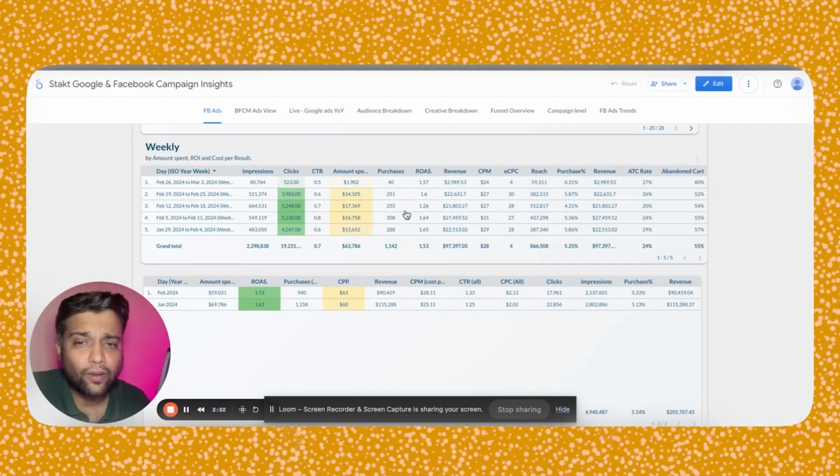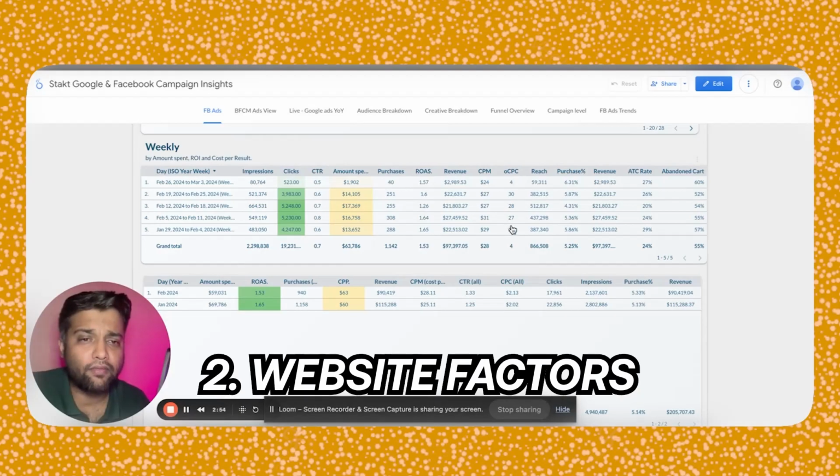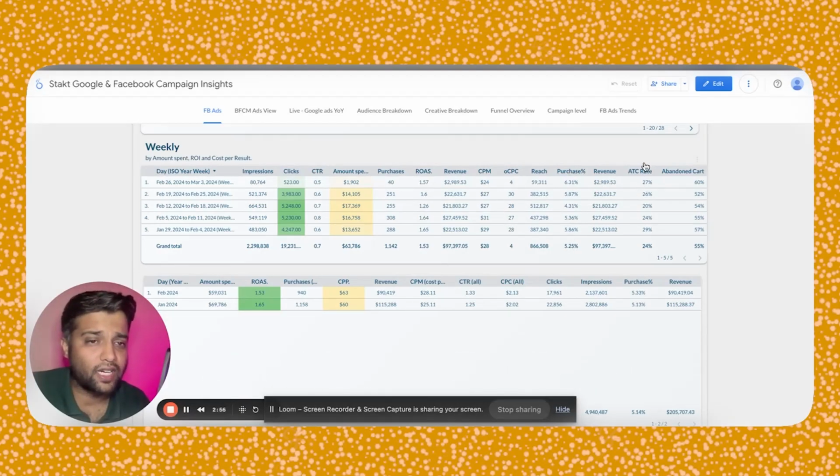Now let's look at our website factors, right? Our purchase conversion rate, and this is our add to cart rate. Add to cart rate is basically people adding to cart divided by total number of outbound clicks, right? This also shows the intent of my audience, right? If you'll see prior to that Feb 12 week, this number used to average 24%. In that particular week, there was a big drop, around 25% drop in add to cart rate.